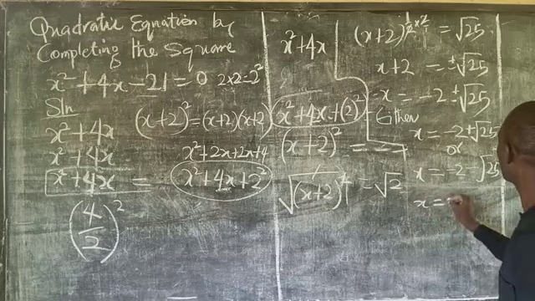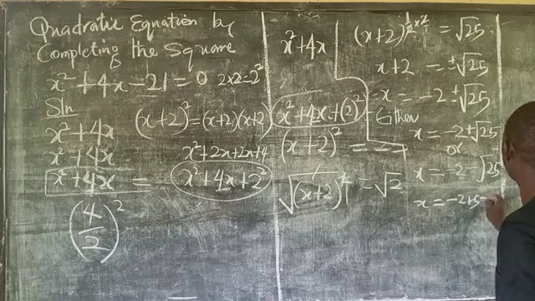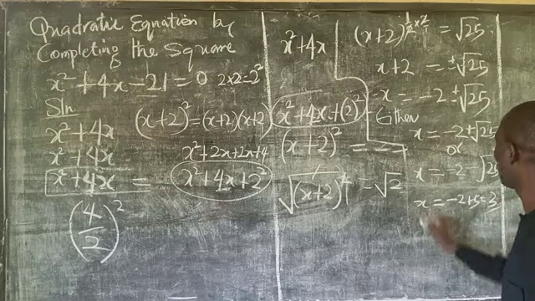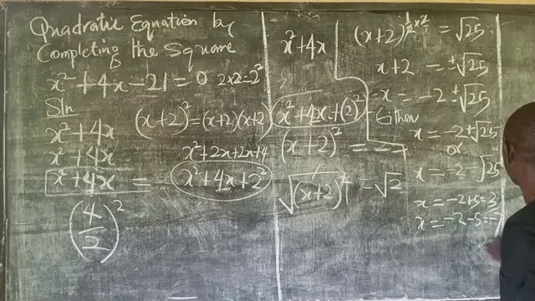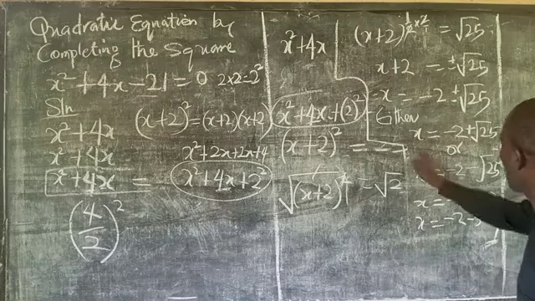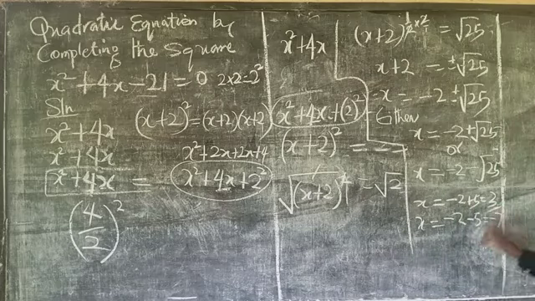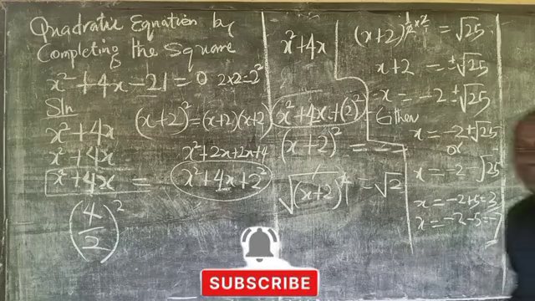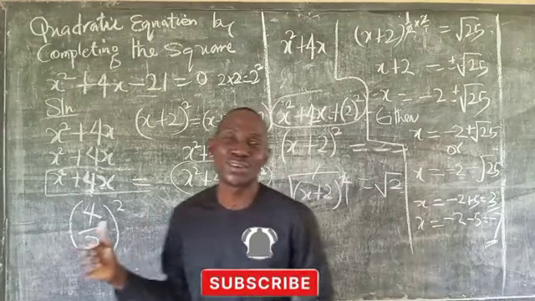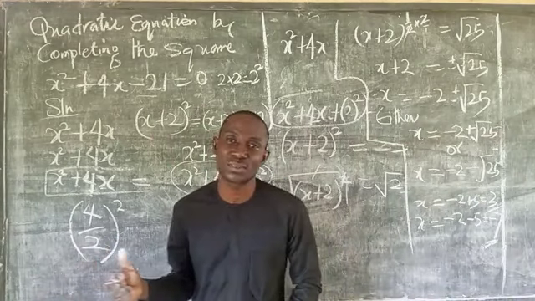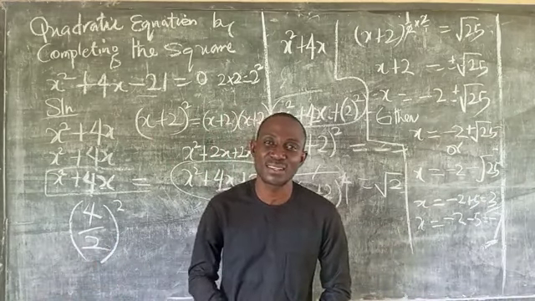s is equals to minus 2 plus 5, which is equals to 3. And s is equals to minus 2 minus 5, is equals to minus 7. And this is our answer. s is equals to 3 or s equals to minus 7. And this is the simplest form of solving the completing the square method in quadratic equation. So thank you for listening to the end. God bless you.